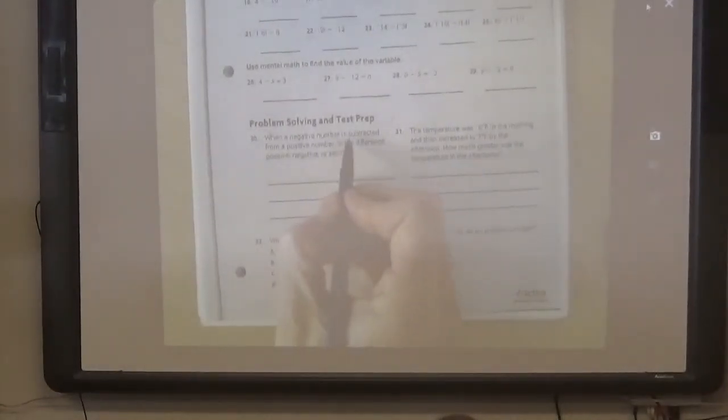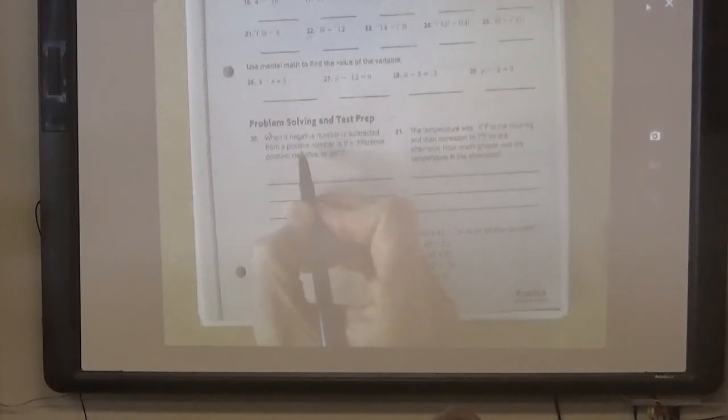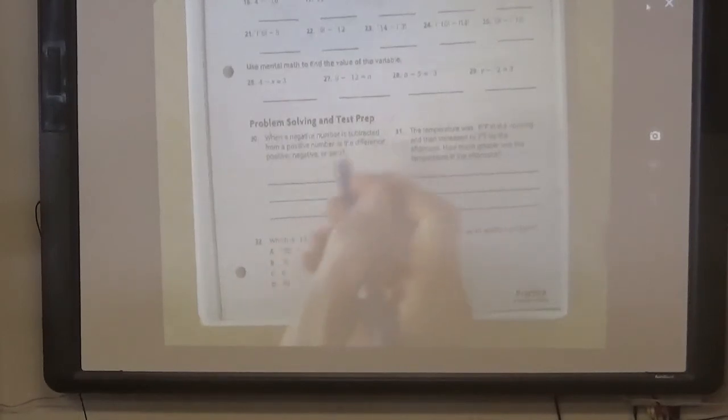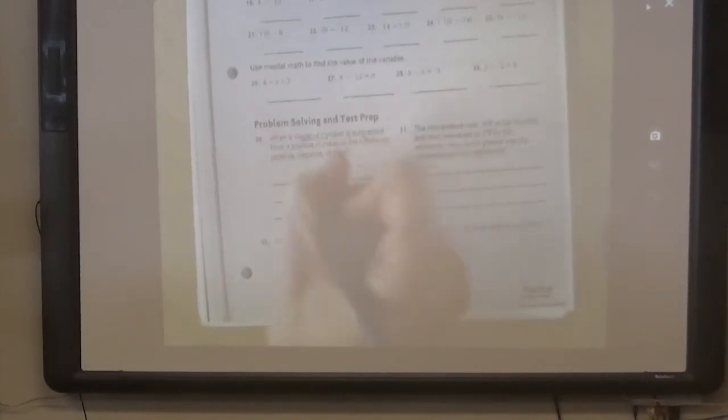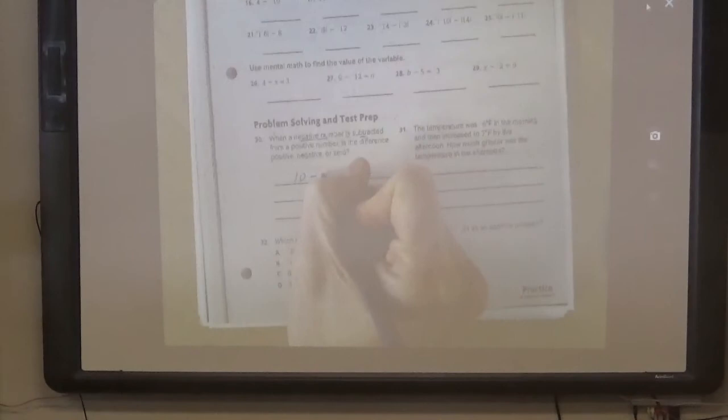When a negative number is subtracted from a positive number, is the difference positive, negative, or 0? Can it be any of them, depending on the numbers? Well, if a negative number is subtracted, so let's say that we're starting with a positive number, 10, and then subtract a negative number. Oh, I did it the other way around. I did a negative, I did a positive number. Okay, I see.